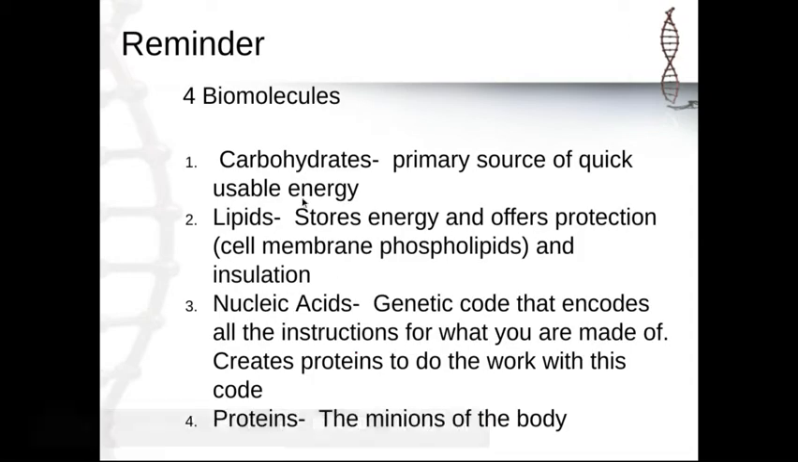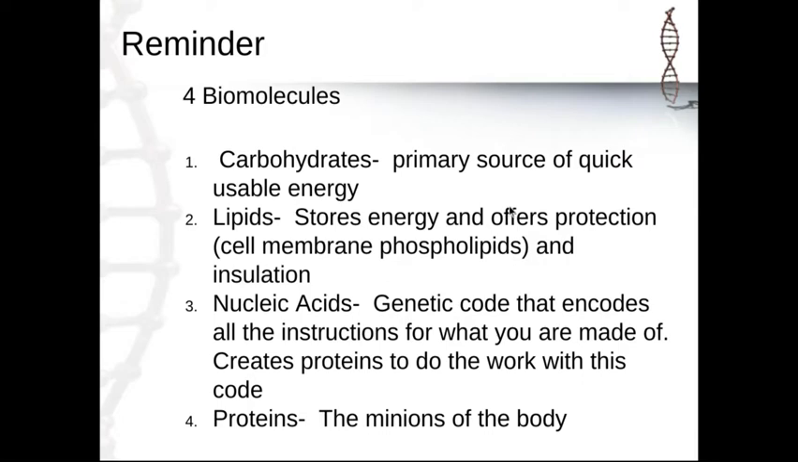Now, just as a reminder, there are 4 biomolecules that we talked about. We've talked about carbohydrates for a little bit. It's the primary source of quick usable energy. We talked about it in photosynthesis and cellular respiration. Lipids store energy long term. It takes more energy to break those bonds, but they can release a lot of energy in the process. The body doesn't like to do it because it takes so much input of energy initially. So it saves it and tries to use up carbohydrates first.